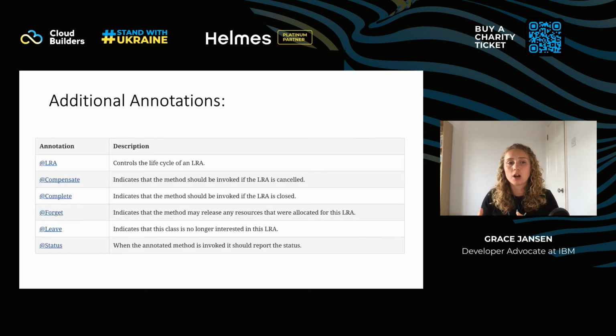As I mentioned, there are additional annotations that you can make use of. So we did the @LRA, compensate, and complete. You can also do annotations like @forget. So that indicates that you might need to release a resource that was allocated for this LRA for a particular reason. @leave, so if your class isn't supposed to be part of that LRA anymore, or @status. So it's invoked if you should report the status of that particular microservice. So you can use those additional annotations as well. But really, it's fairly easy to add it into your application just by using those three annotations to be able to add microservices into a particular transaction, for example.